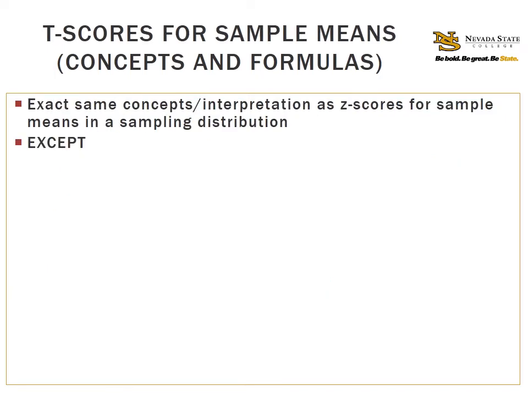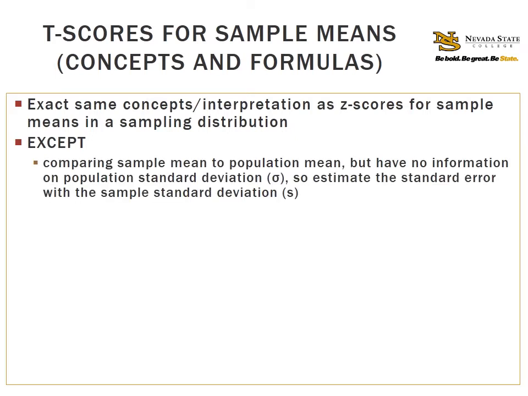So now let's take a look at the concepts and formulas behind t-scores. Now these are very similar to what I just showed you for z-scores for sample means, except now we can work with t-scores when we have a situation where we're comparing the sample mean to a population mean, but we don't know the population standard deviation. So instead, we estimate that population standard deviation using the sample scores. We just take those sample scores, compute a sample standard deviation, and use that to estimate the true spread of scores in the population. So when we're looking at t-scores, we don't necessarily have the standard error, we have the estimated standard error.